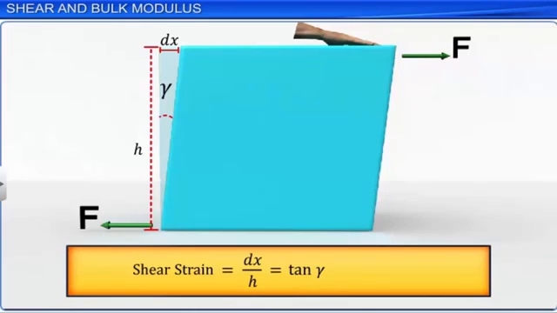If the value of gamma is very small, tan of gamma can be approximated to gamma, and hence the value of gamma is calculated by taking the ratio of dx to h. The ratio of shear stress to shear strain for a material is the shear modulus or the modulus of rigidity and is denoted by the symbol G.